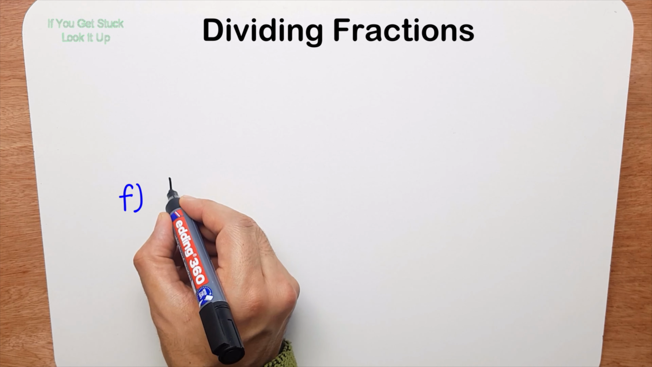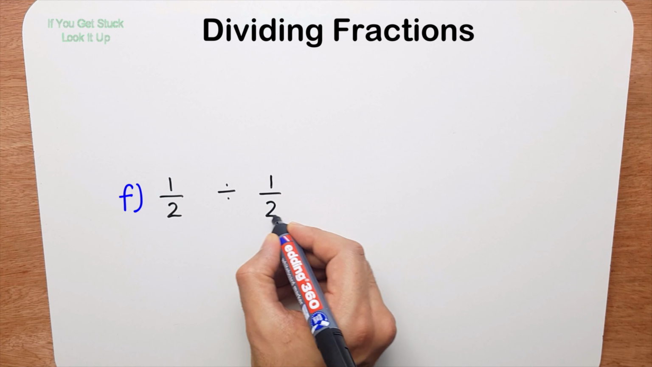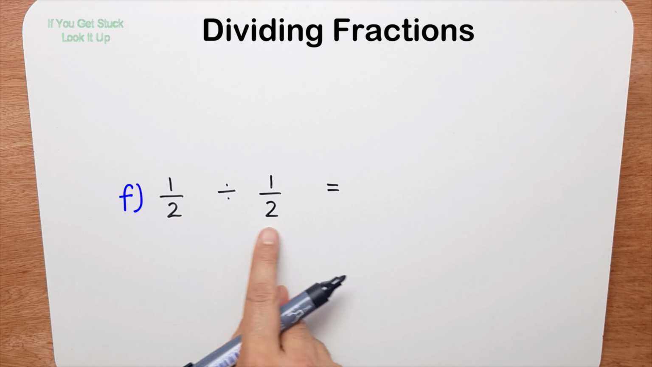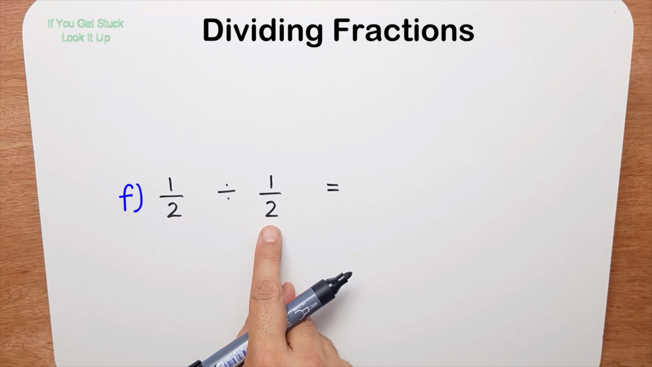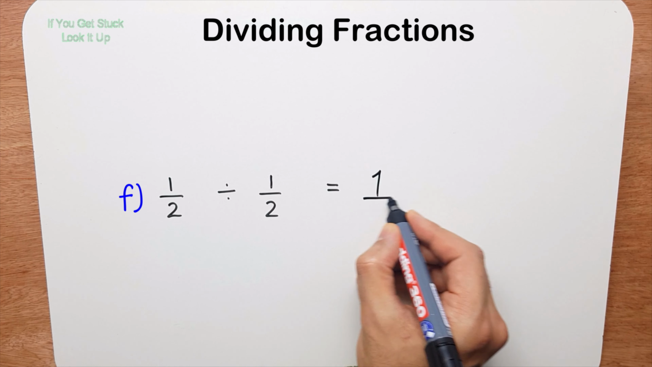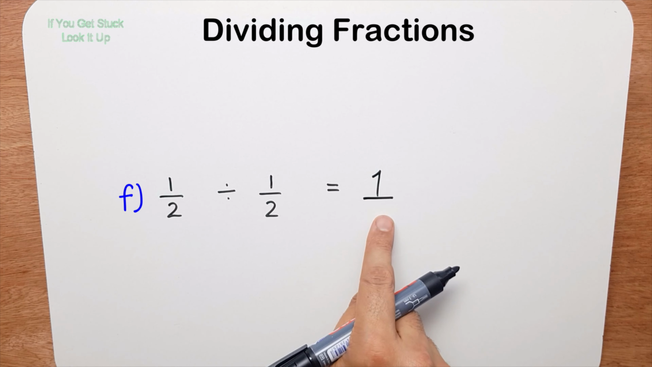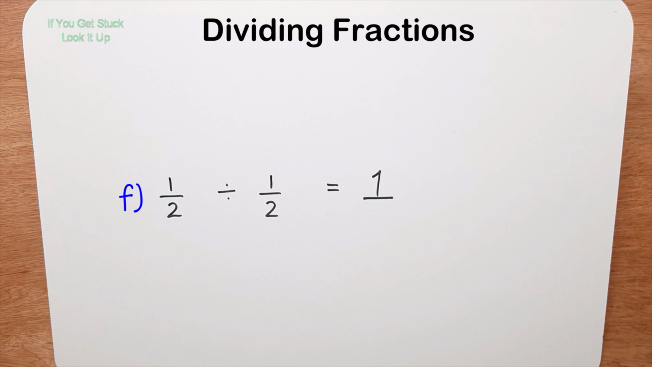Now the final question is 1/2 divided by 1/2. And if you can spot this straight away, they're both the same fraction and we're dividing, and the answer will always be 1. So 1/2 divided by 1/2 is 1. So now we've done all the fractions, adding, subtracting, multiplying and dividing.